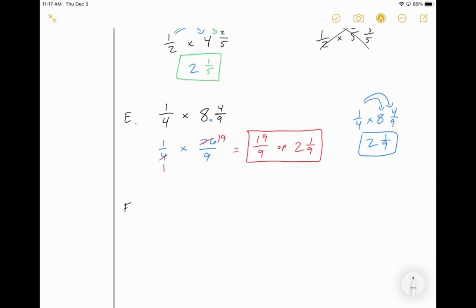Let's try to get a few more people to put the answers in the chat on this one. 2 and 1/4 times a negative 2/3. 2 and 1/4 times a negative 2/3. Let's give it a shot.